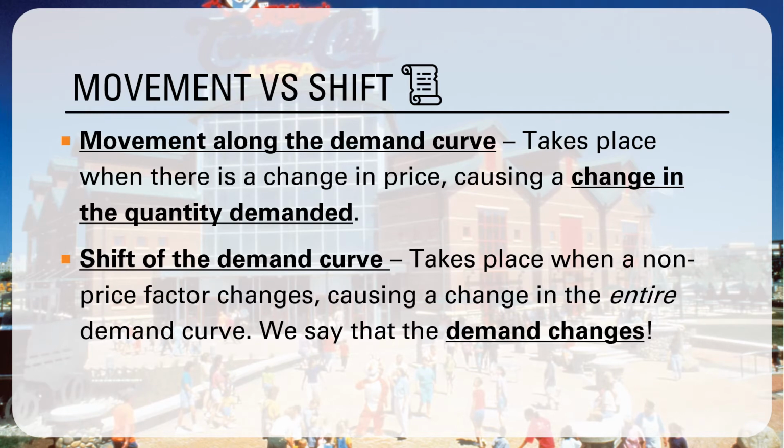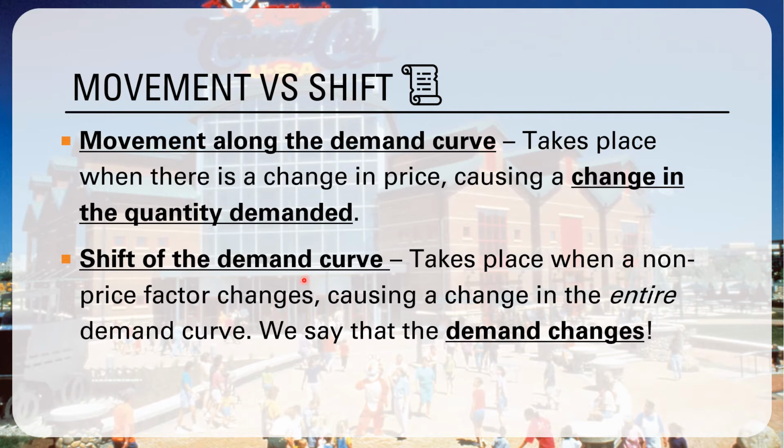There's 2 things that could change the demand. There's movement and there's shift. And I will show this to you later, but for now, here's some notey bits. So when we say movement along the demand curve, this takes place when there is a change in price, which usually causes a change in quantity demanded.